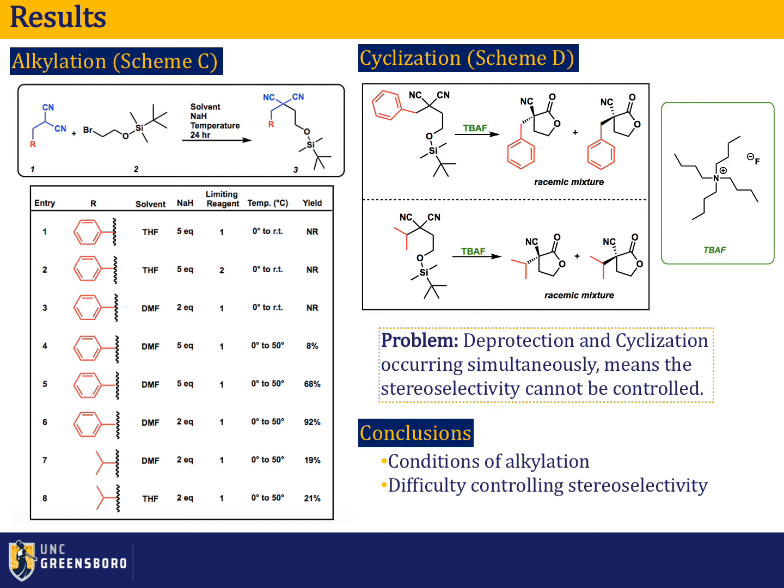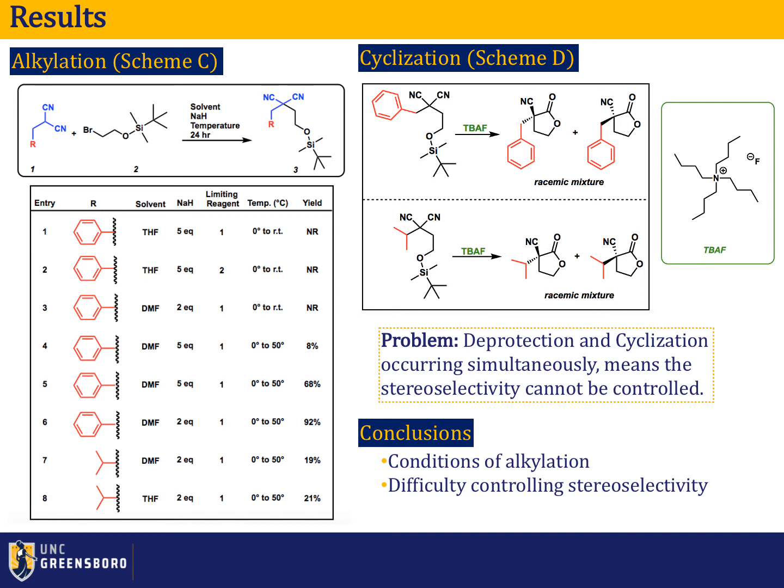The alkylation step proved more difficult than initially expected. Scheme C shows several attempts with no desired reaction occurring. We tested different solvents, equivalencies of sodium hydride, limiting reagents, and finally temperature. Heating the reaction overnight was key to successful synthesis.